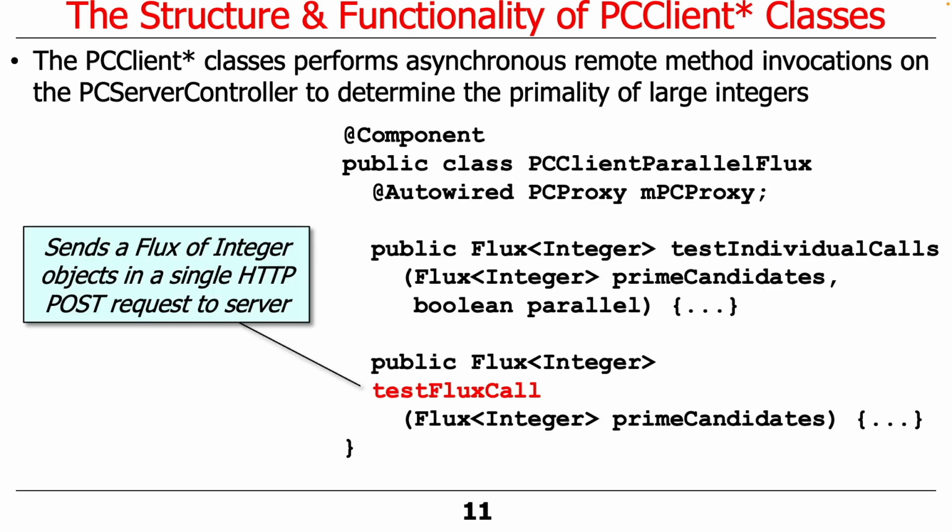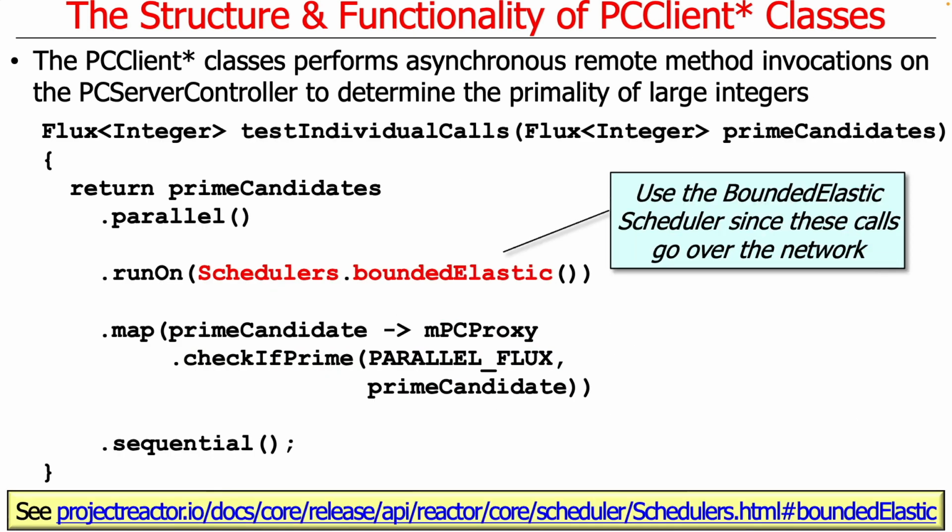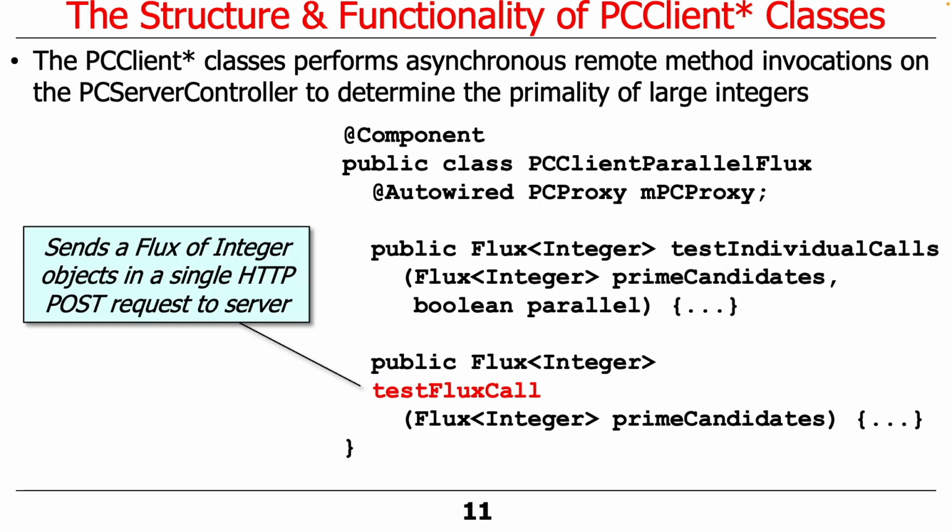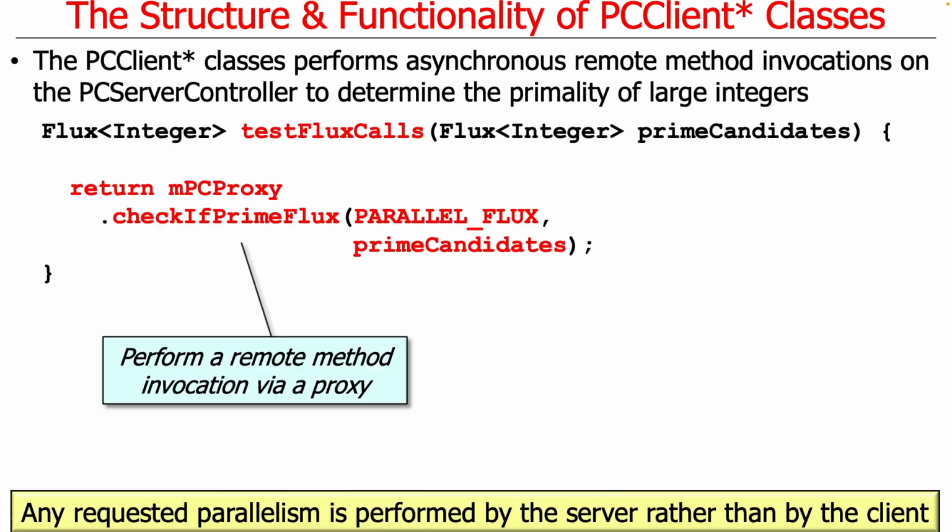Here's the test flux call. This is the one that sends it all in one fell swoop as a flux of prime candidates. And you'll notice that this sends it as a post request, not a get request. This call here, over here, is going to send things as a get request. This call here, which we'll see in a second, sends it as a post request. The reason why that's the case is that we're actually sending this stuff here as a flux, so we need to make sure that that goes in the body of the HTTP request. That's why we're sending this as a post.